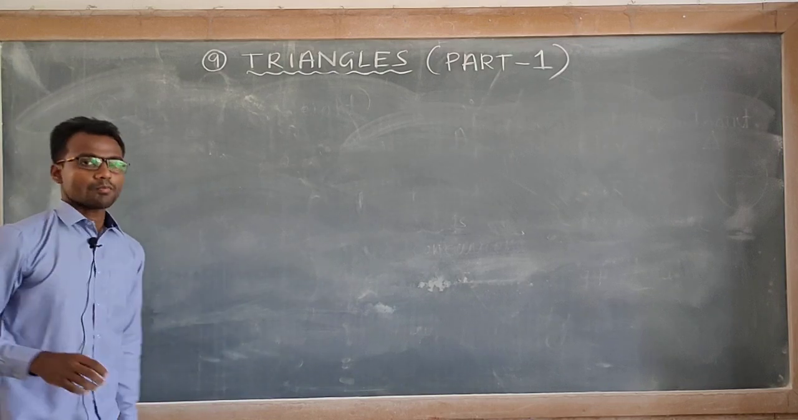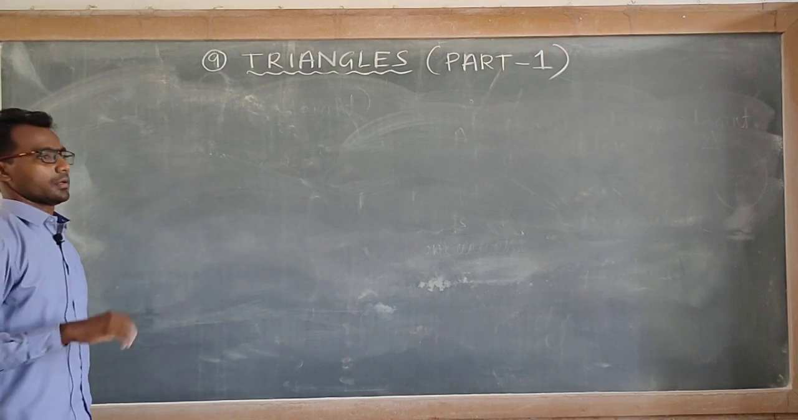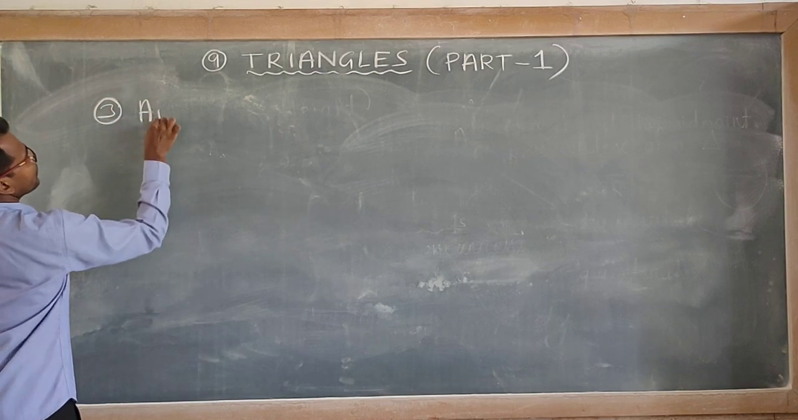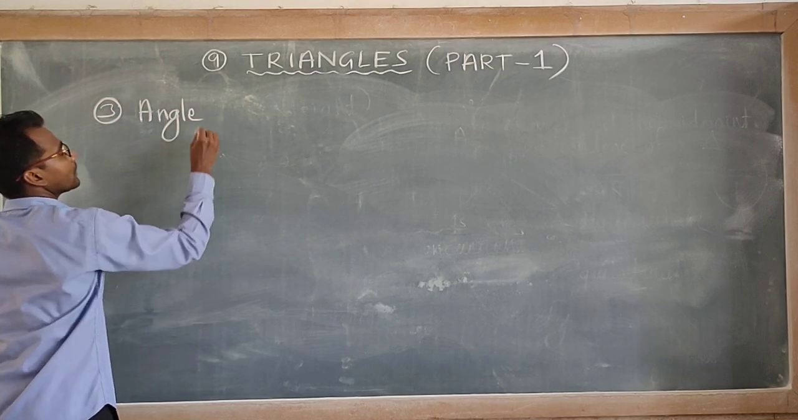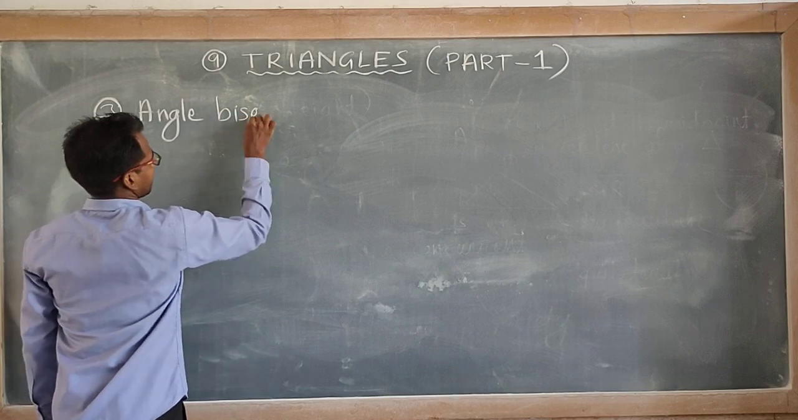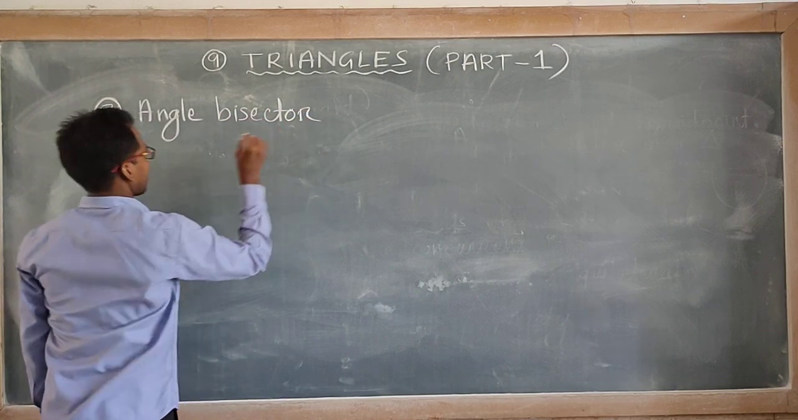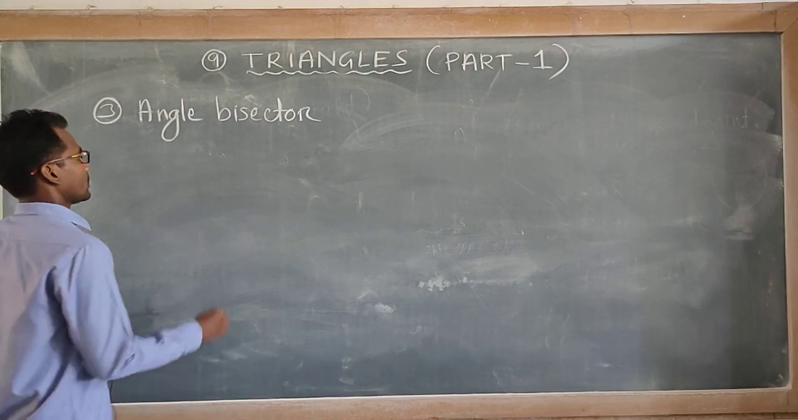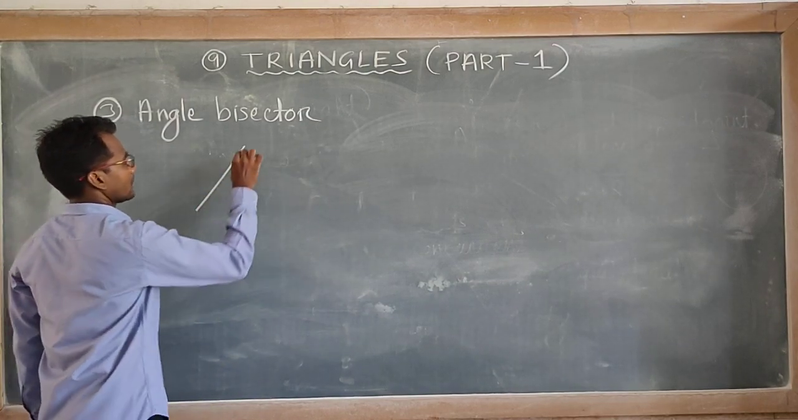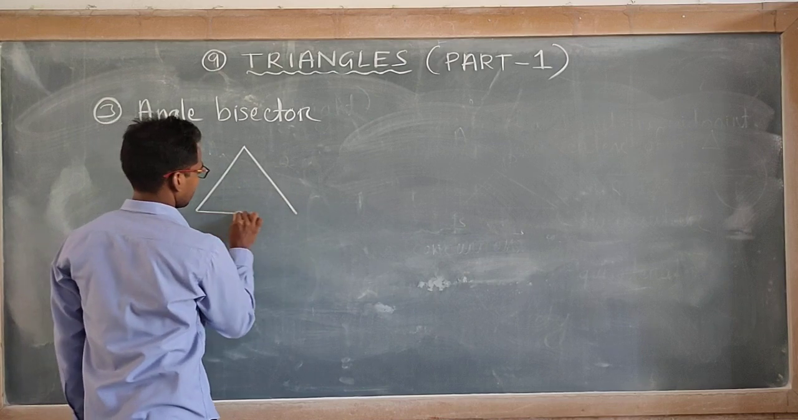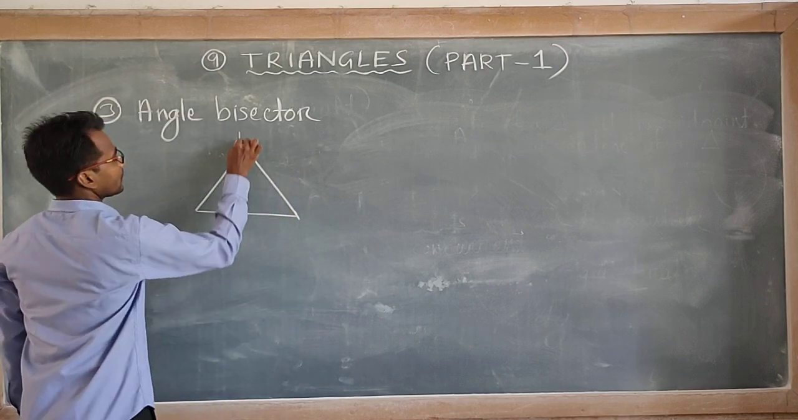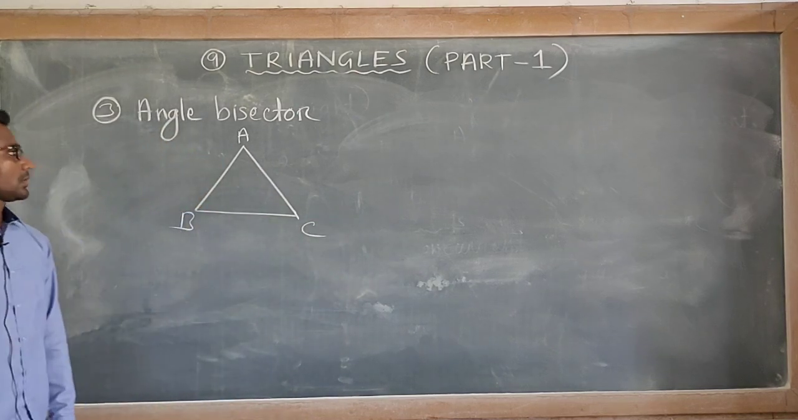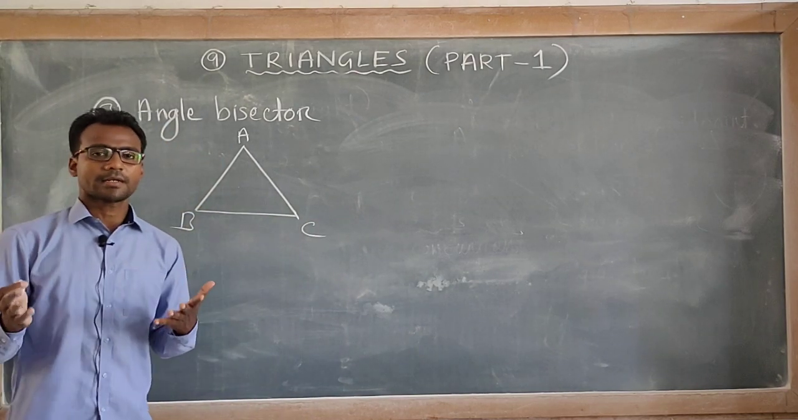Now let us move to the third part, which is angle bisector. From the name we can understand that the angle will be bisected. You can take any type of triangle. Suppose I am taking one acute triangle ABC. Angle bisector means you just have to bisect the angle.